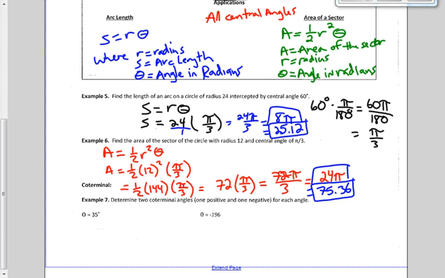Just like up here, either one of these were fine. Personally, I would prefer the 8 pi. It's a little bit more exact. There's no rounding that goes into it. But if you are more comfortable turning it into the decimal, go ahead and do that.